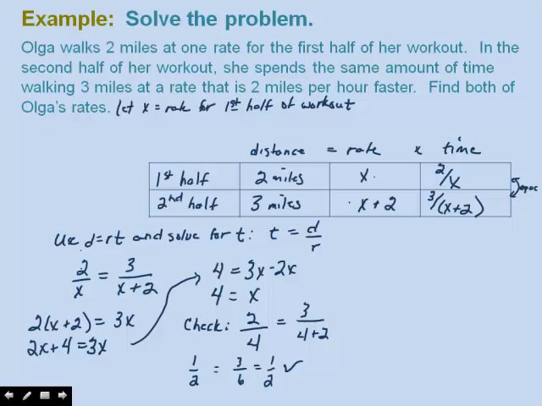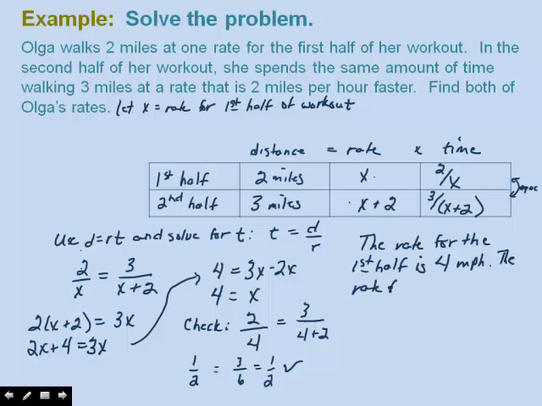Now we were supposed to find both of Olga's rates. So the x that we got is the rate for the first half of the workout. So that's going to be 4, and our units were miles and hours. So this is going to be miles per hour.